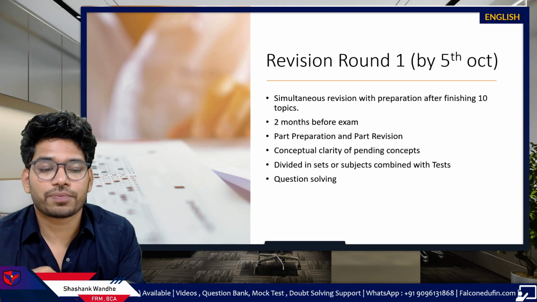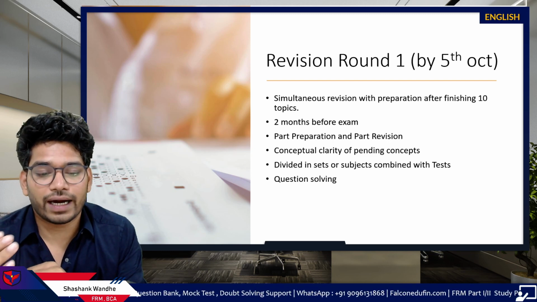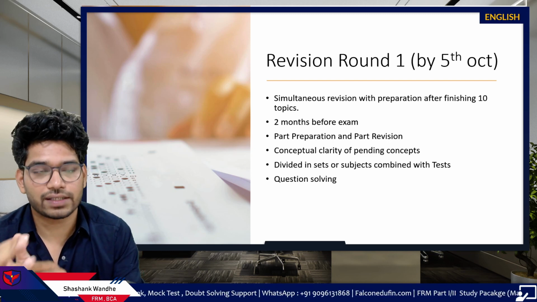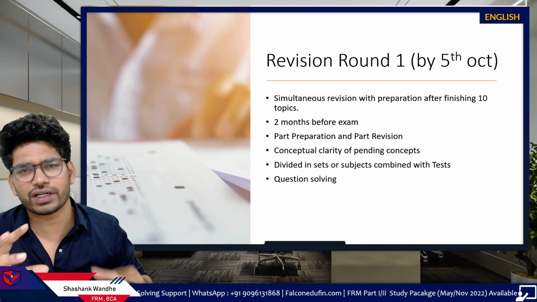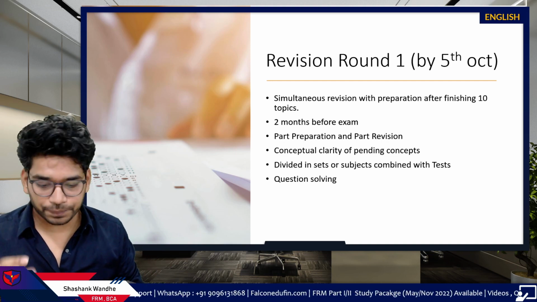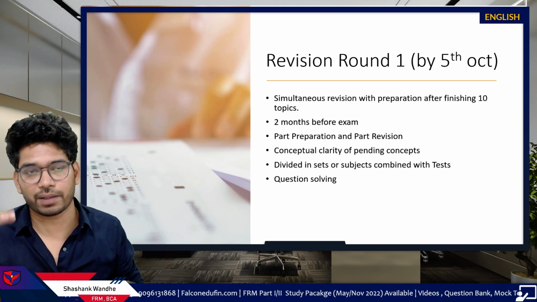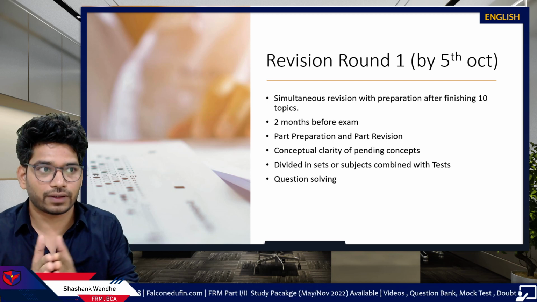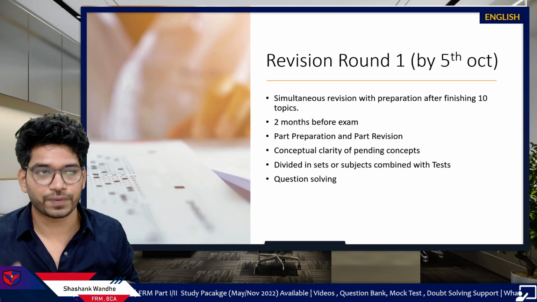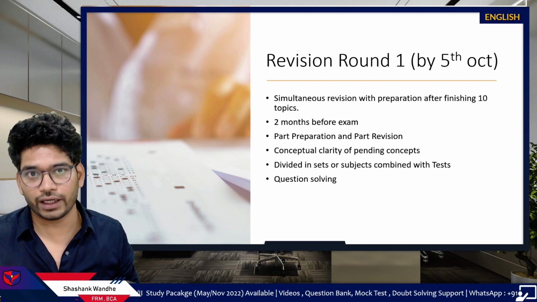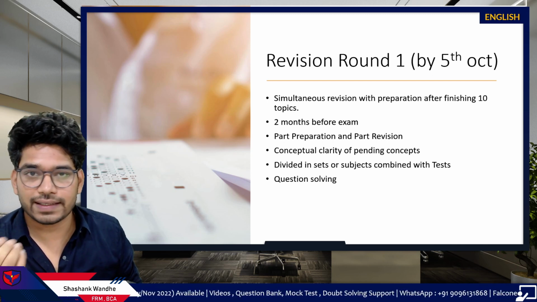Then you must get the conceptual clarity of the pending concepts, as I already told you. Then you have to divide it in sets or subjects combined with tests. Your first round of revision should be combined with tests, say section tests, mini tests, and the like. Don't think about the complete syllabus. Set, say, the first 10 days, 1st September to 10th of September, for example for the first 10 topics of quants. Make sure in those 10 days you finish the revision as well as whatever you want to prepare in those 10 topics. So this is the right strategy.